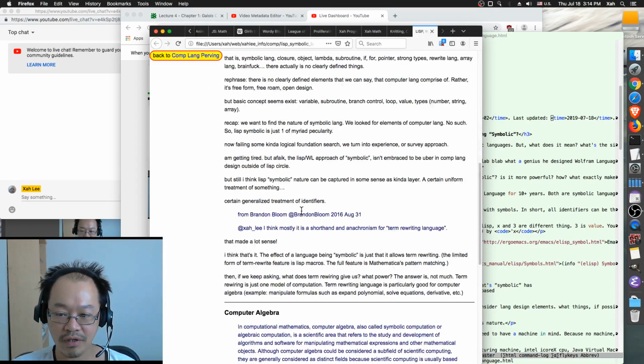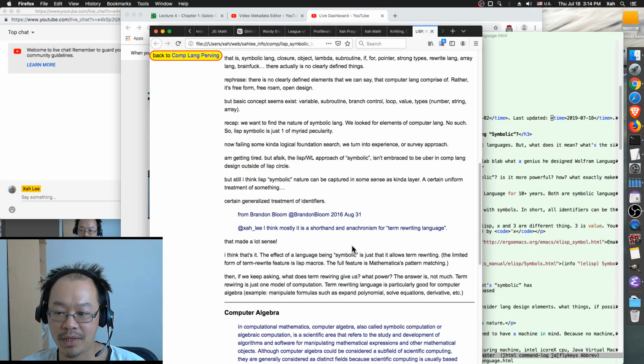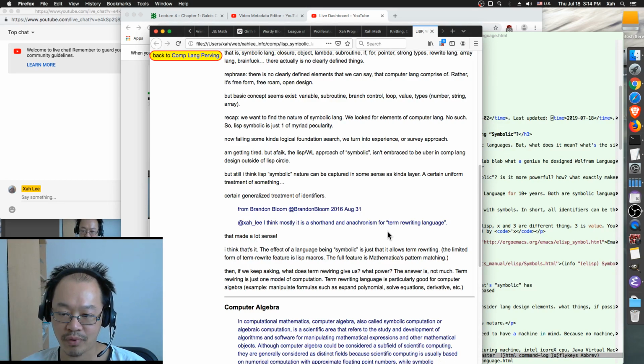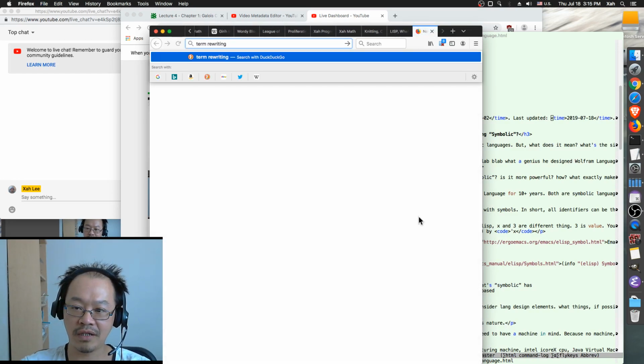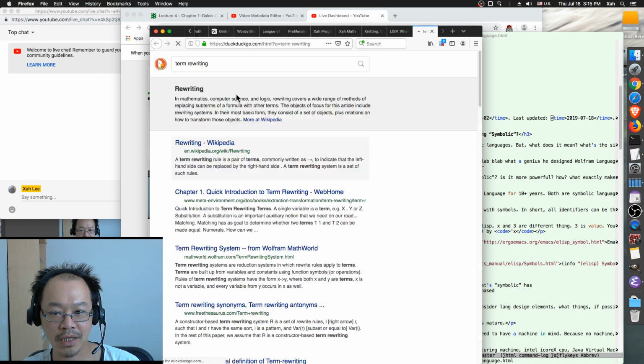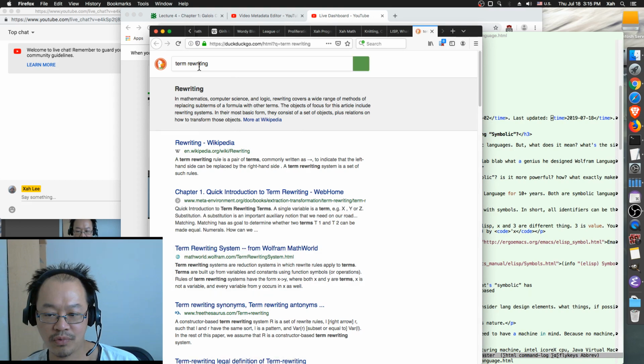I asked the question, and it turns out the answer is that the significance of symbols in a symbolic language like Lisp is that they allow rule-based transformation, rule-based programming. It's also known as term rewriting languages, or term rewriting systems. You may not have heard of that, but you can see on Wikipedia, term rewriting, rewriting systems. Okay, let's go through this article.